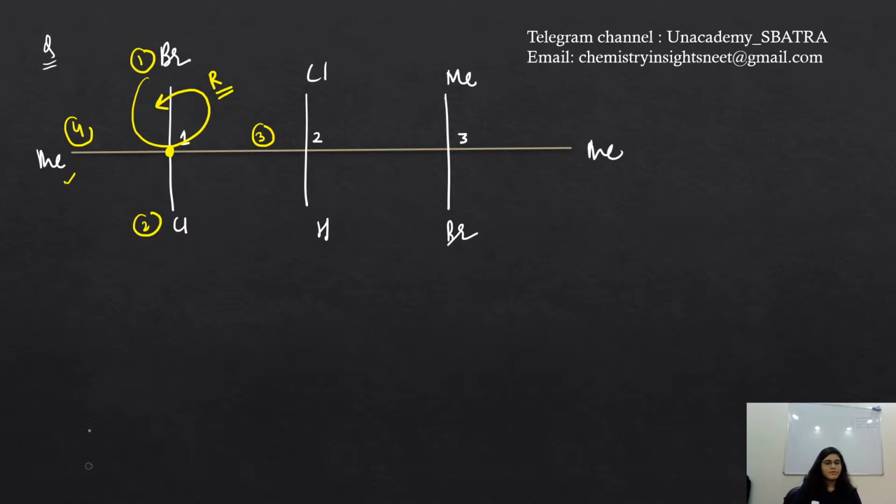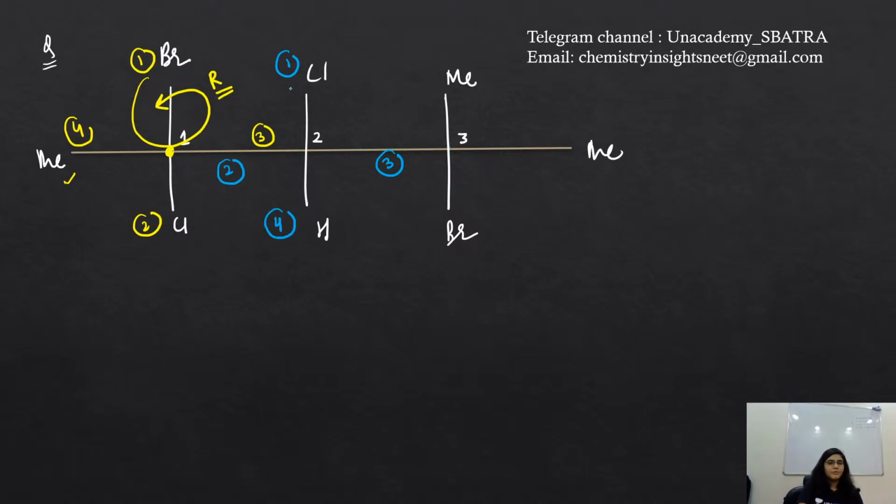So now let's talk about the second carbon. Again, this is your first priority. Then what you are observing, this is also carbon and this is also carbon. This carbon is attached with bromine and this carbon is also attached with bromine, so there is no point of difference in case of bromine. Next, this is attached with methyl and this carbon is attached with chloride and then methyl. So definitely this is your second priority. This group is your third priority and this is your fourth priority.